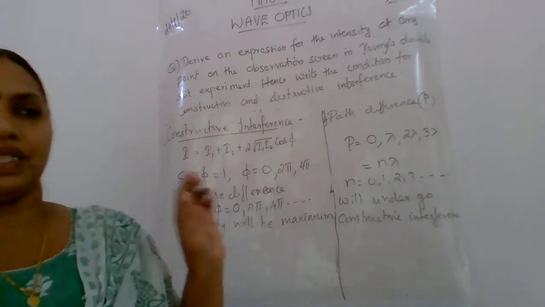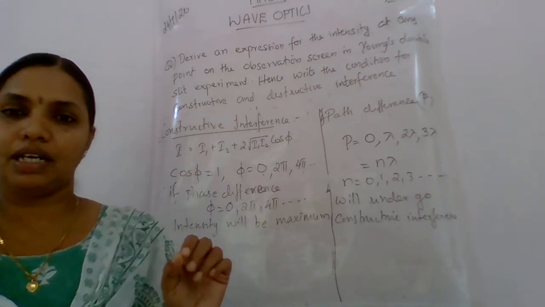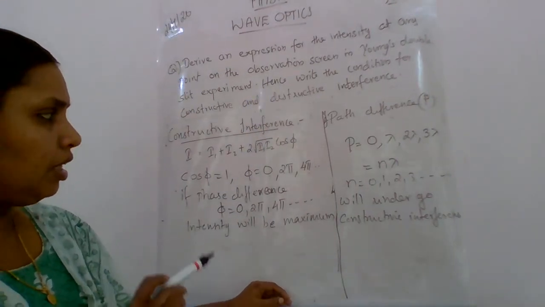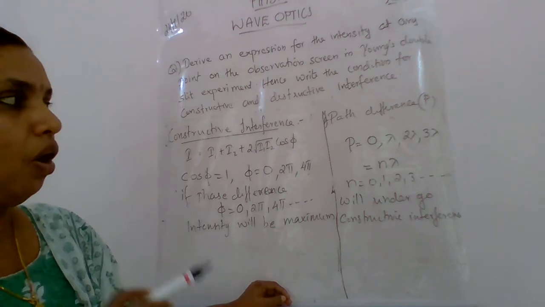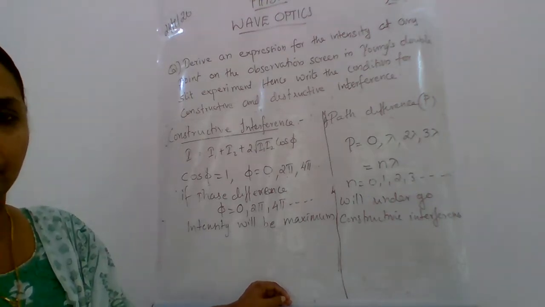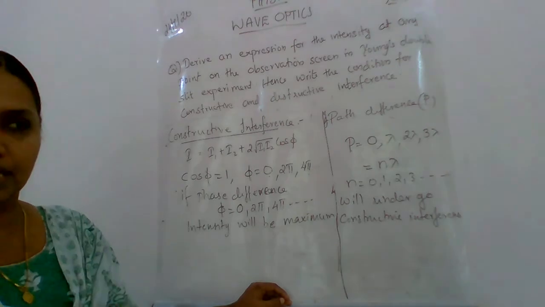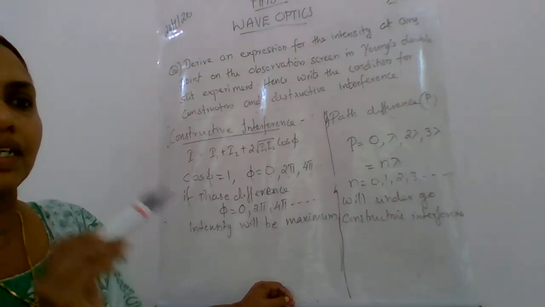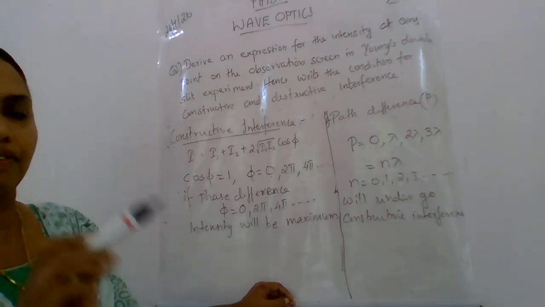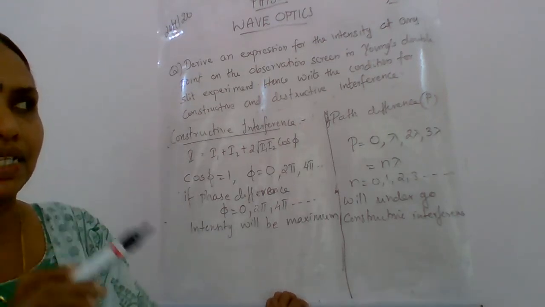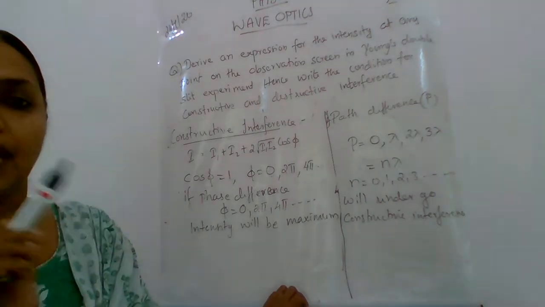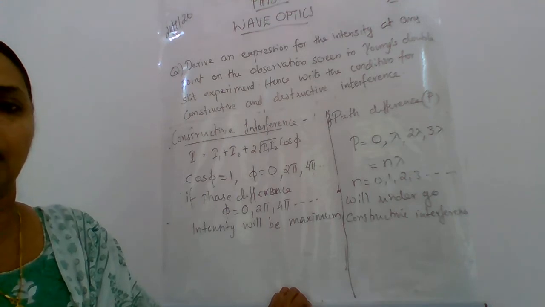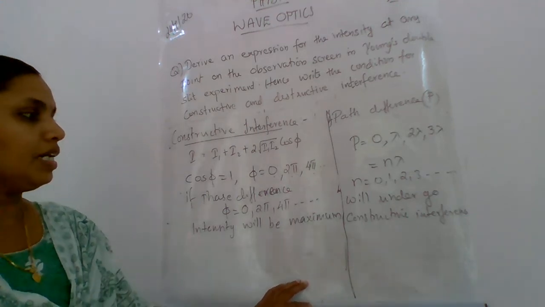So in Young's double slit experiment, waves are coming from the two slits, and if they maintain a phase difference of an even multiple of pi, or a path difference of an integral multiple of lambda, they undergo constructive interference, or superpose constructively. The region where these waves fall will have maximum intensity and will be a bright region. Okay, clear? So that is the condition for constructive interference.